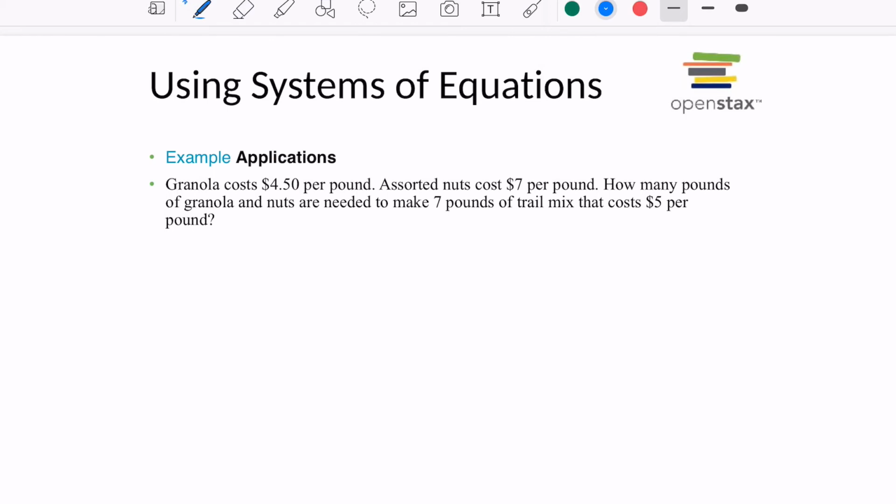So next, what is given here? You have granola that costs $4.50 per pound and assorted nuts that cost $7 per pound. How many pounds of granola and nuts are needed to make 7 pounds of trail mix that costs $5 per pound? Notice that you have to make 7 pounds of trail mix that costs $5 per pound. So the cost per pound of granola here is $4.50.